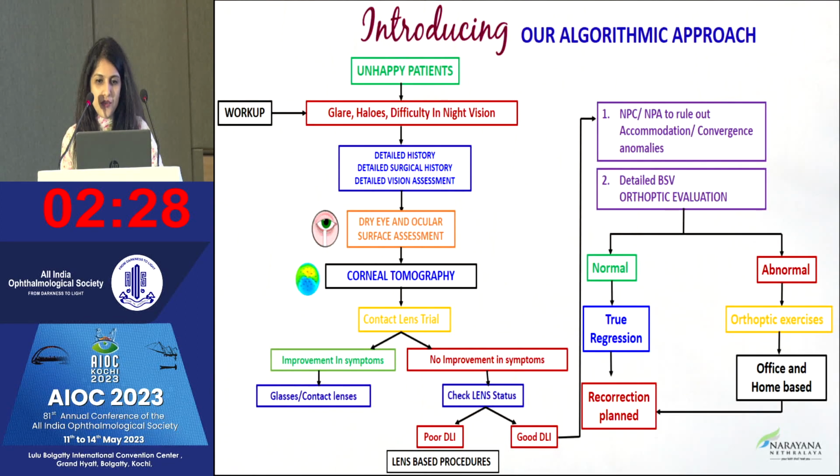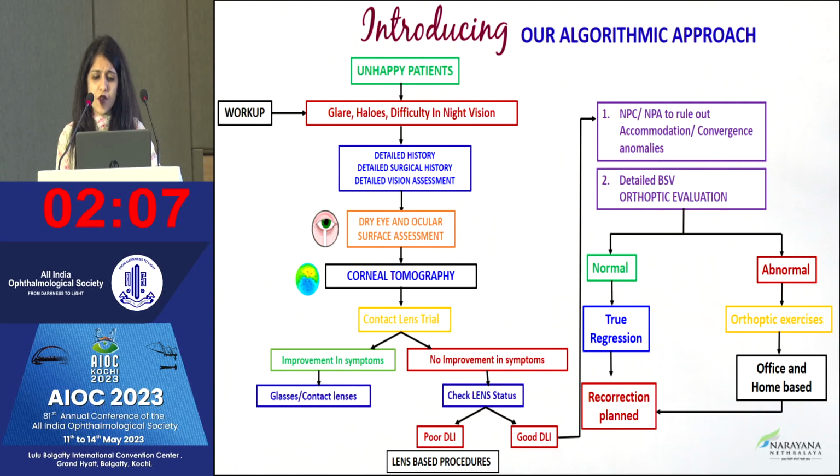So I would like to introduce our approach to unhappy patients, wherein if at all a patient presents to you with glare, halos, and difficulty in vision, after you have done a detailed history and a vision assessment along with the dry eye workup and the topography, you would go ahead with a contact lens trial, and if the patient improves with the symptoms, you can possibly prescribe the same.